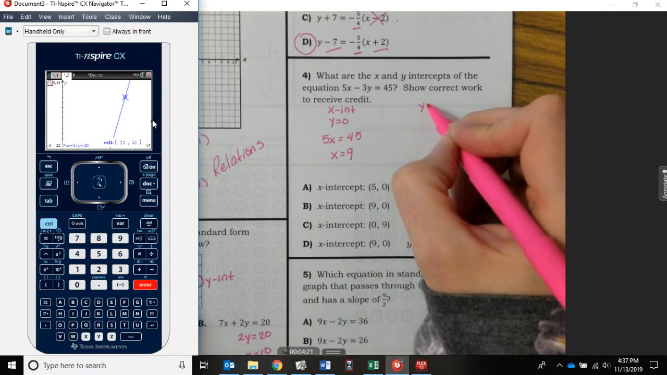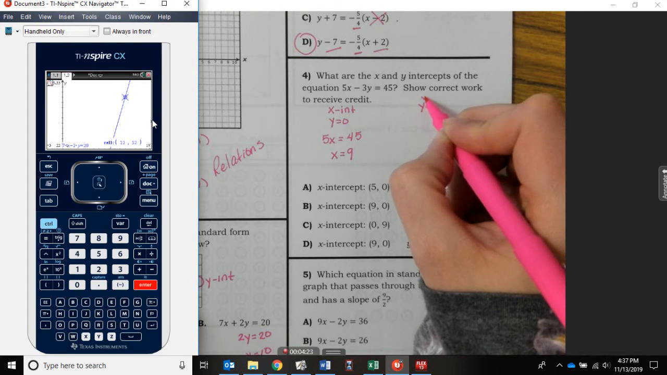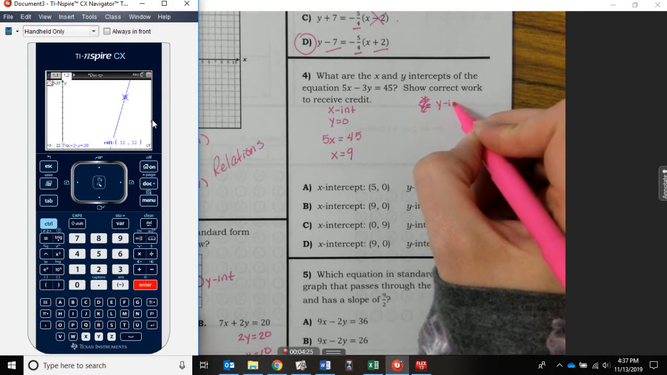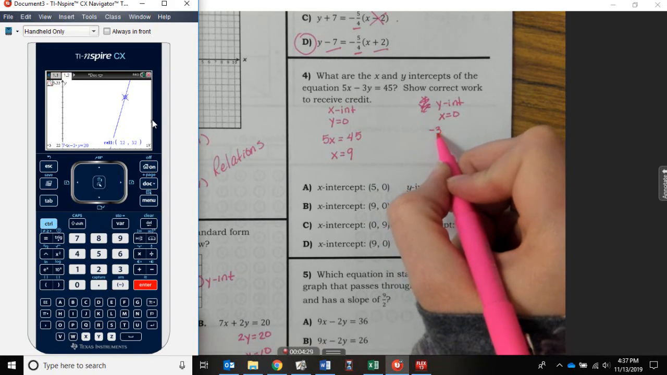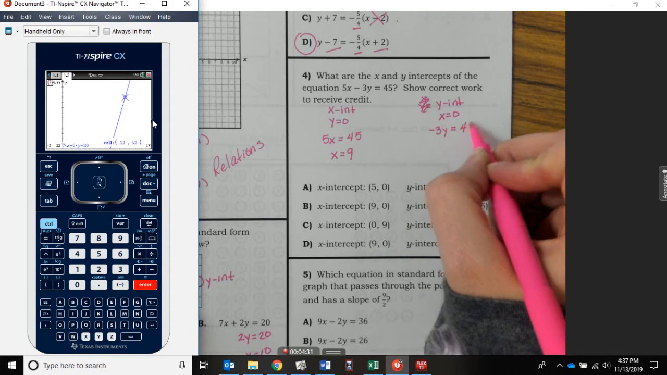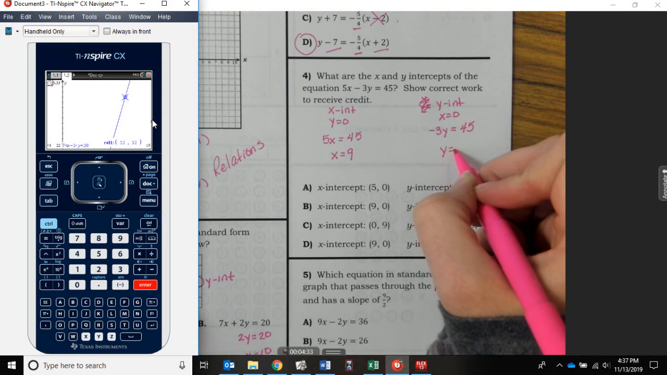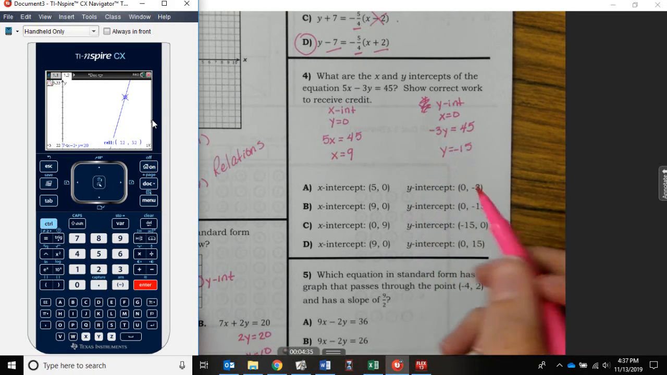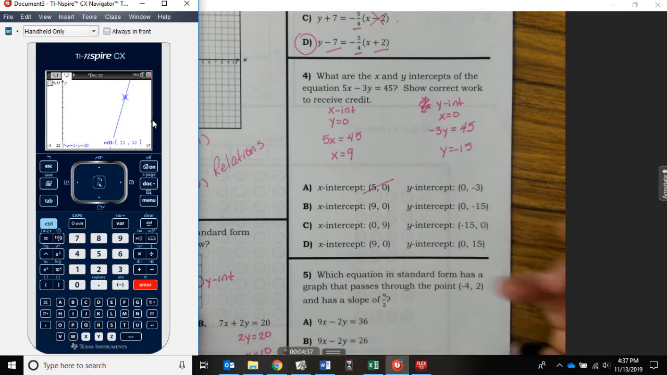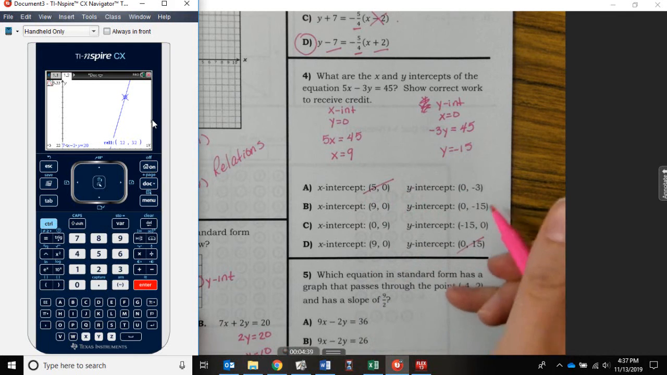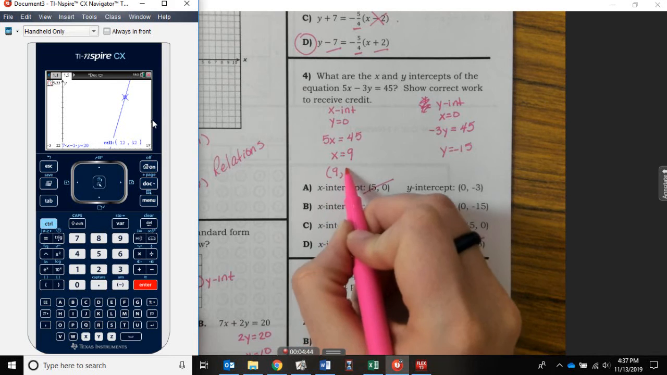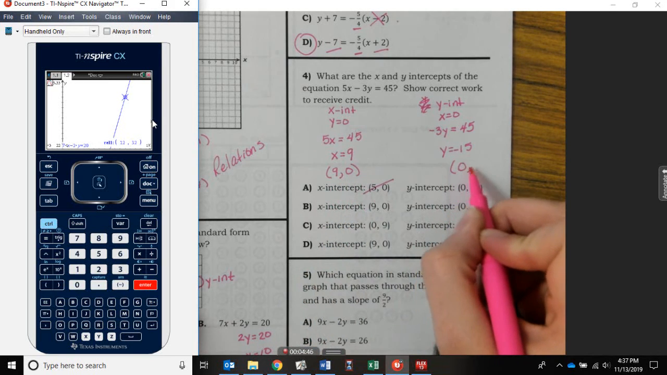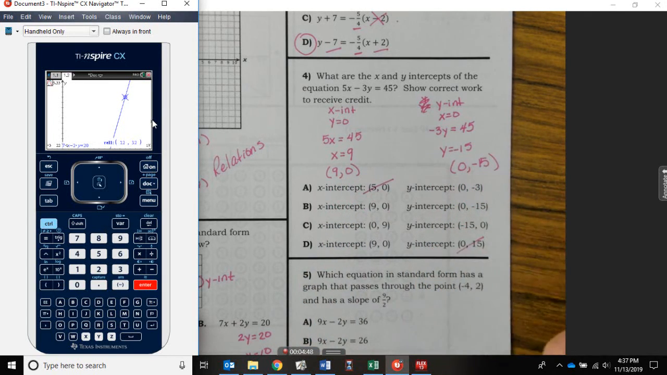If I'm trying to find my y-intercept, that means the x value is 0. So I'm left with negative 3y equals 45, and I divide, and I get negative 15. So I needed a 9 and a negative 15. And then we have to make sure we write them in the correct order. So the ordered pair here is (9, 0), and the ordered pair here is (0, -15), which makes B your answer.